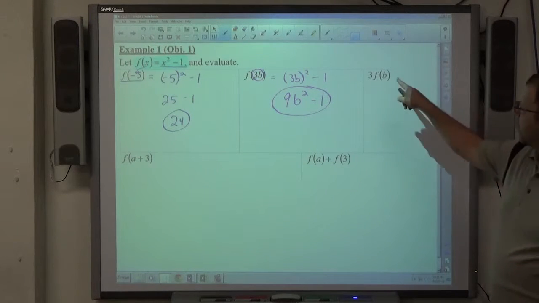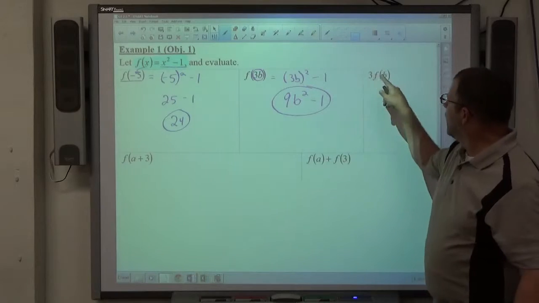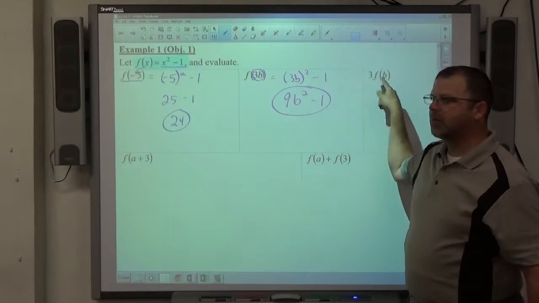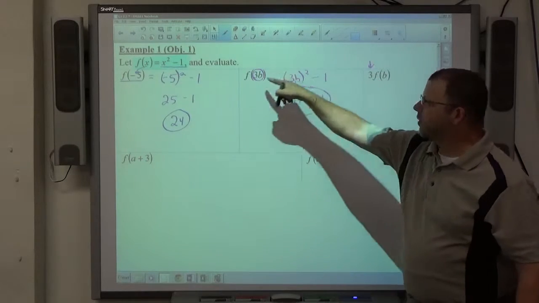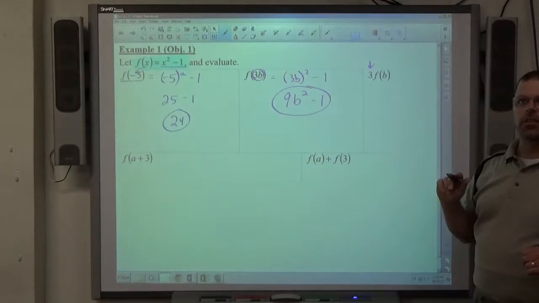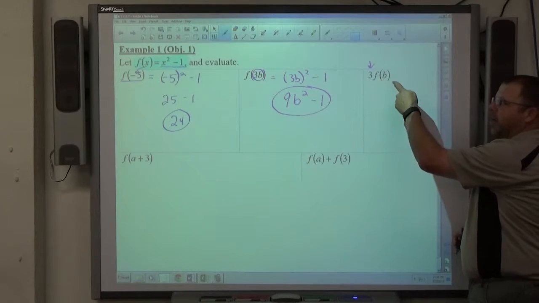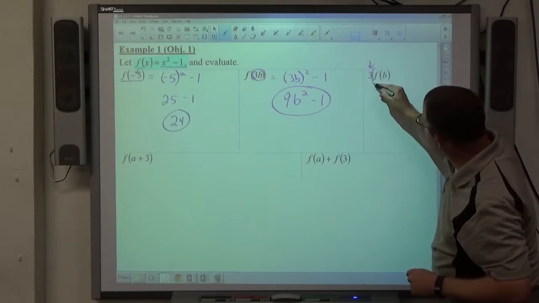Notice this part compared to this one. It has all the same pieces, right? It's got an f, a 3, a 3, a b, a b. This 3 is outside, that 3 is inside, and that does make a difference. So this is 3 being multiplied by the function f of b. So basically, there's an understood group here.